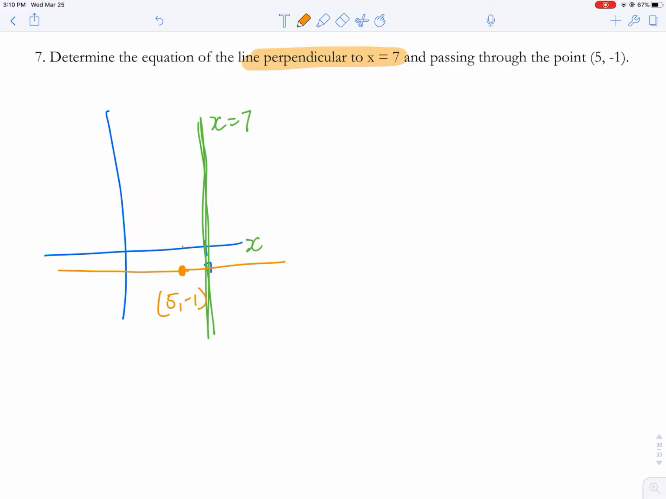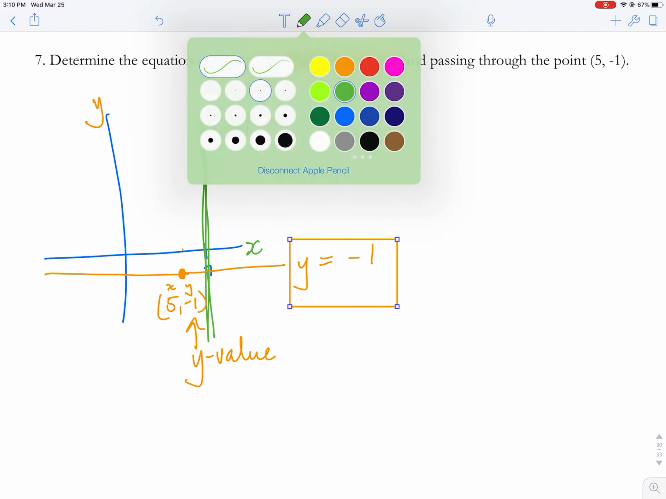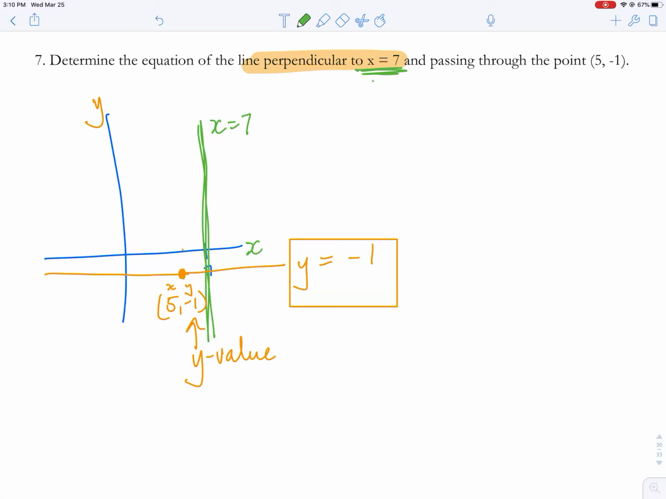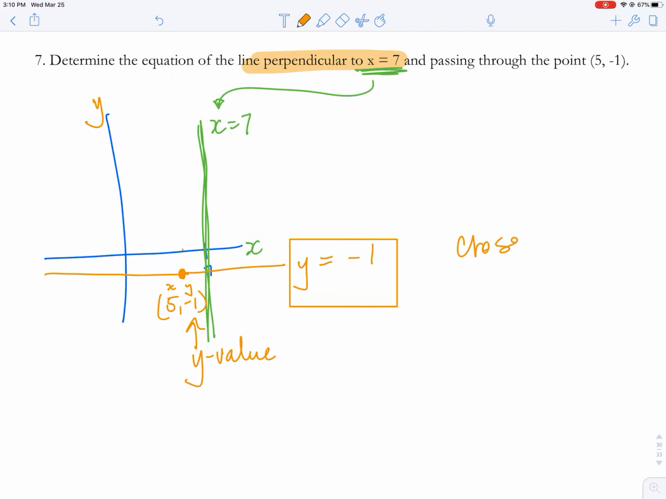Perpendicular means it's going to cross it at right angles. This is going to be a line that crosses the y-axis. There's my y value, because that's x and y. So this is going to be the line y equals minus 1. So I started with my original line, x equals 7. I drew my point and found the perpendicular line y equals minus 1 because it crosses the y-axis at minus 1.